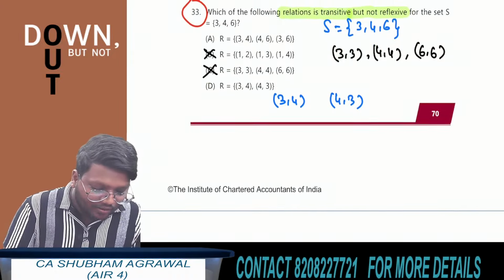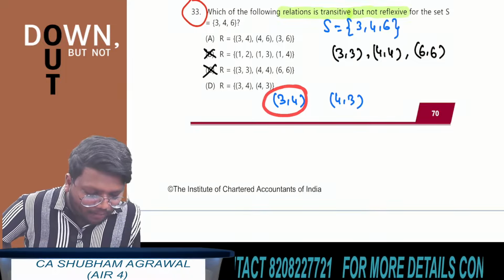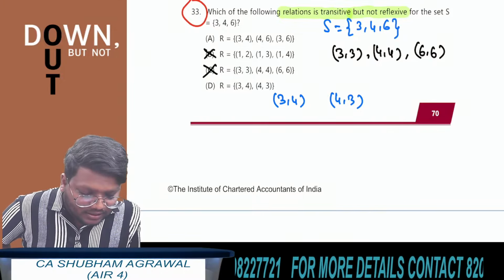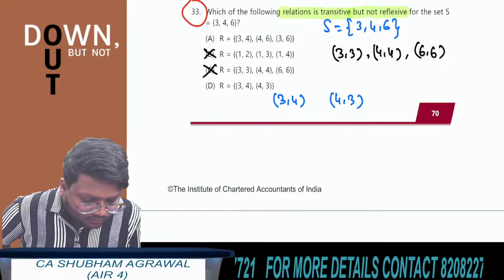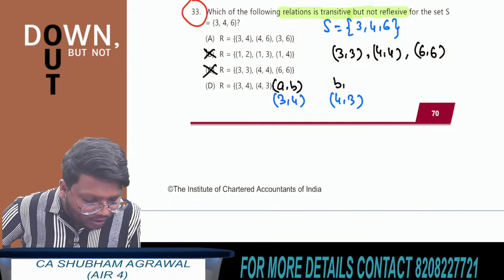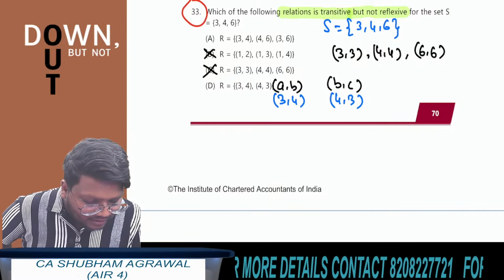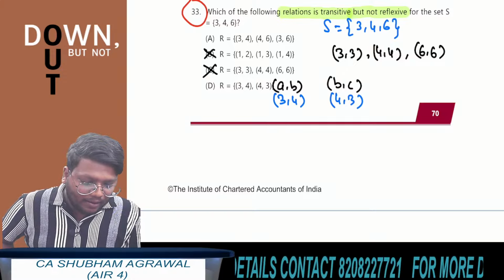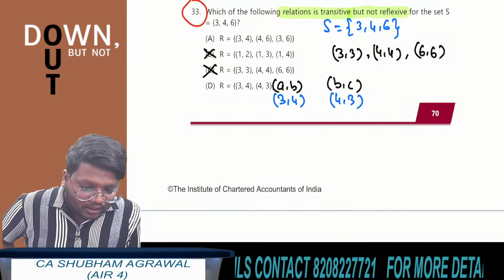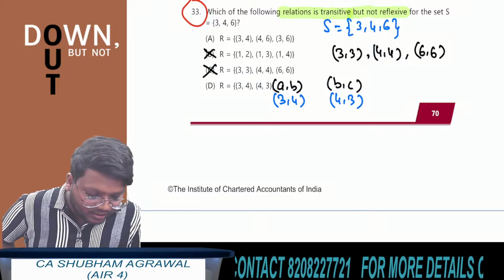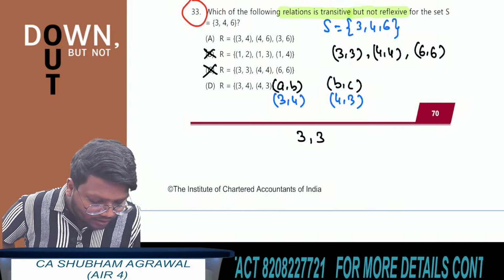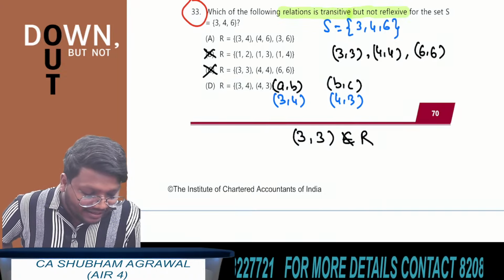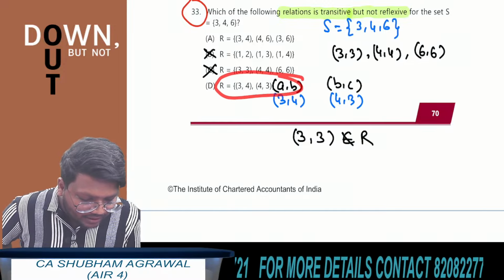Now here you can see that this ordered pair 3, 4 is there in the relation. Ordered pair 4, 3 is also there in the relation. So this is in the form of A, B and B, C, because this first ordered pair is ending on 4 and this second ordered pair is starting from 4. Now tell me what is the corresponding A, C here? A is 3 and C is 3. And 3, 3 is not there in the relation. So this relation is not transitive.